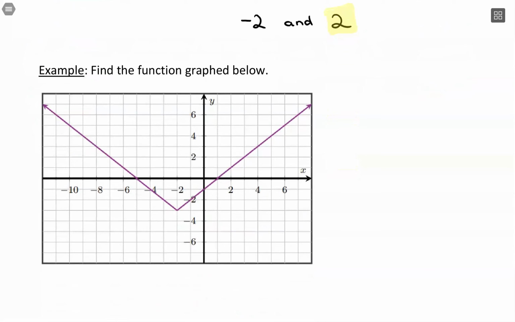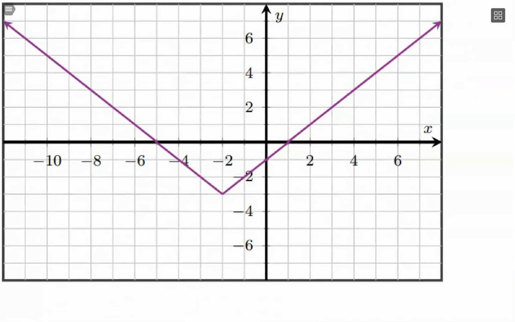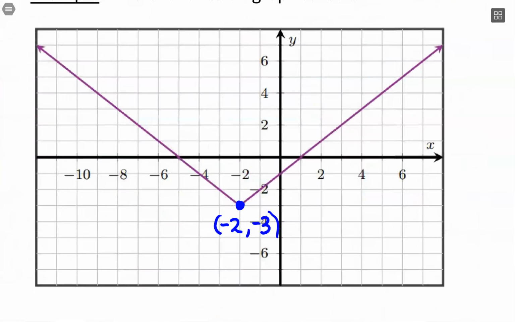Alright, so let's put that idea together based on this graph here. I need the corner, which is occurring at negative 2, negative 3. And I want to use the slope. I'm also going to notice that this is opening up, so I'm going to have a positive value multiplying. And then for slope, we're going up 1, right 1, so we have a slope of positive 1.